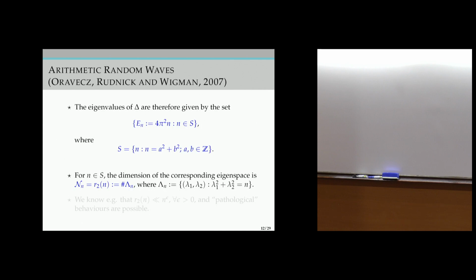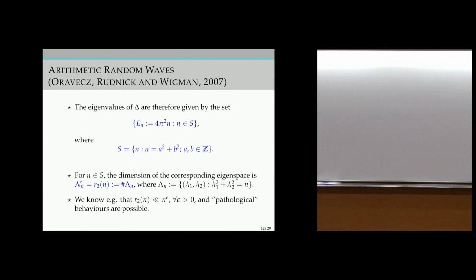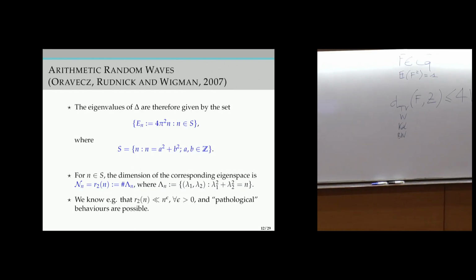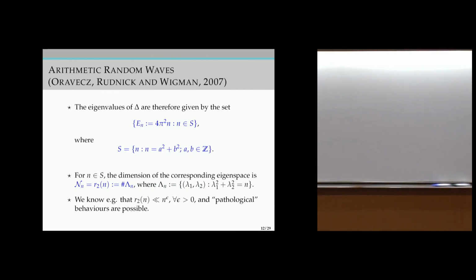For instance, we know that r2(n), this number here, is negligible with respect to any positive power of n. And actually, we also know that on average, you should think about this number as something like the square root of log n. So it's a very slowly increasing number. Also, we know that there are pathological behaviors that are possible. That is, there are sequences of prime numbers such that this quantity is always equal to 8, okay? So we really have to assume, in the following, that this number r2(n) is exploding to infinity.